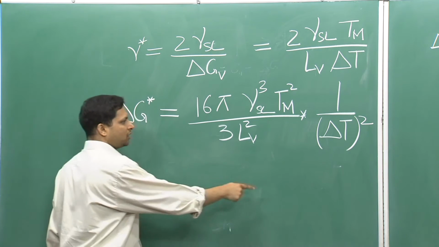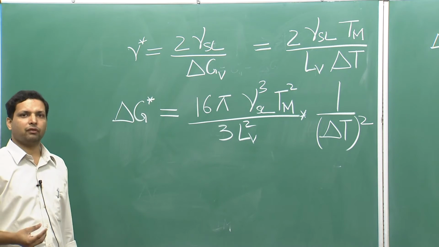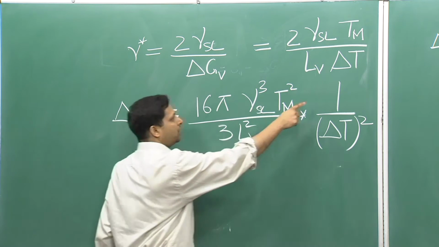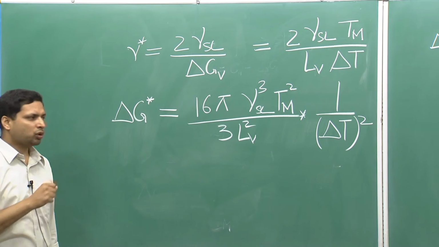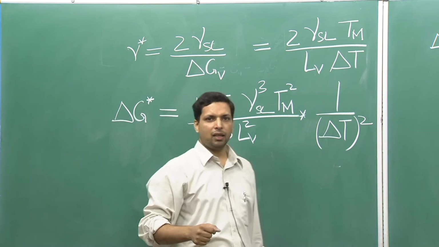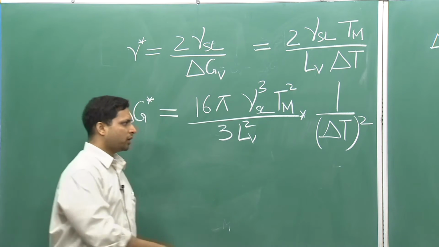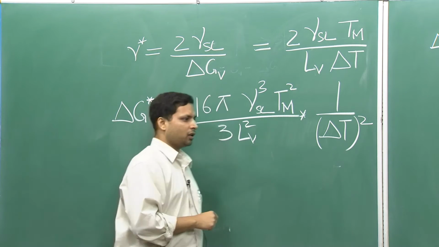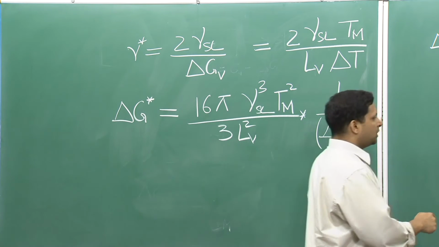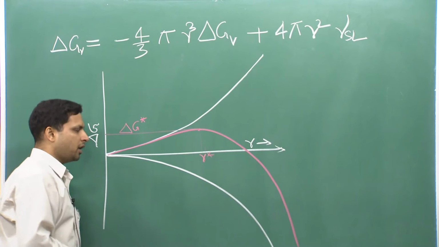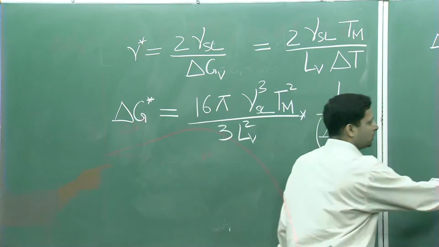Meaning, if you increase the delta T or increase the undercooling, delta G star drops very fast. On the other hand, if you increase delta T, R star also decreases, although not at the same rate. Both of these would imply that the probability of nucleation increases when you increase delta T. We will get to that in a moment.